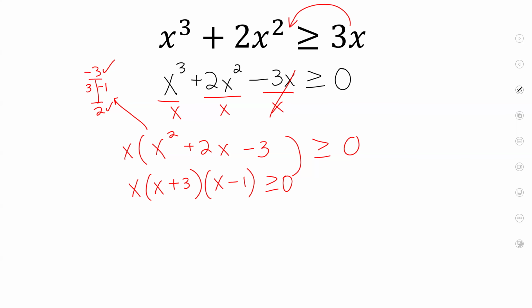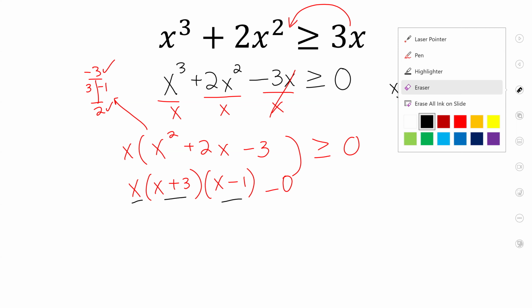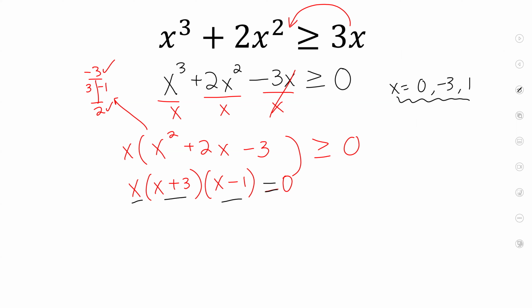So if I were to solve for 0, I would have the numbers x is 0, negative 3, and 1 from these factors. If I set those three factors equal to 0 and solved it, these are the x values that I would get. However, this would be my answer if this was an equal sign. However, we have an inequality symbol, so this is not going to be our answer.